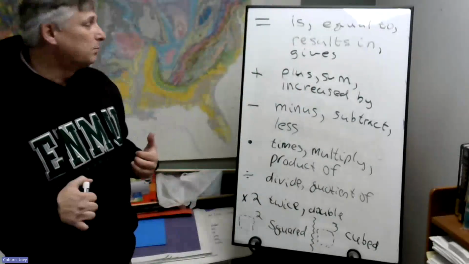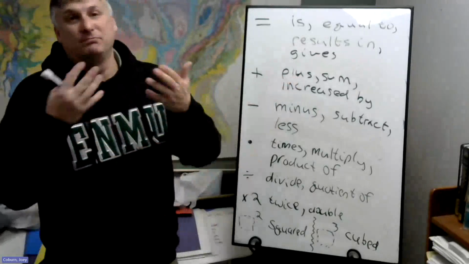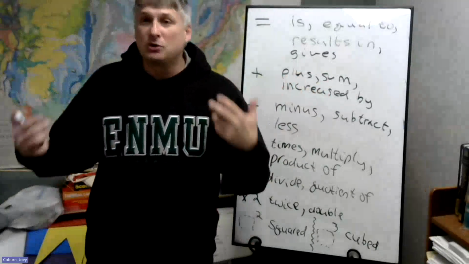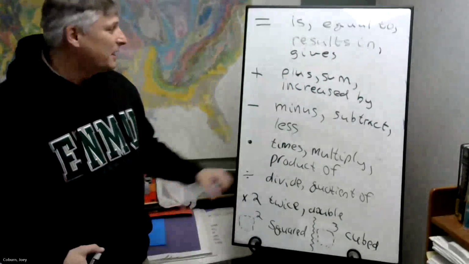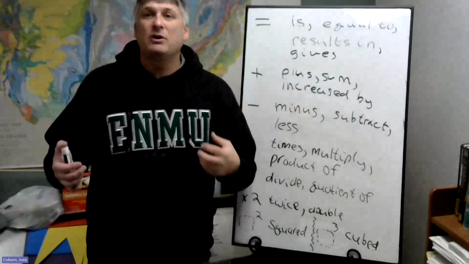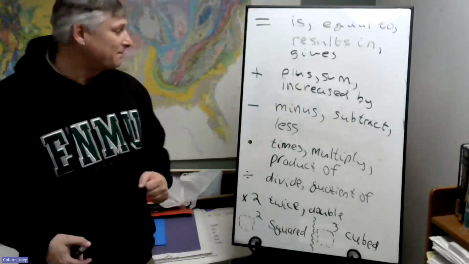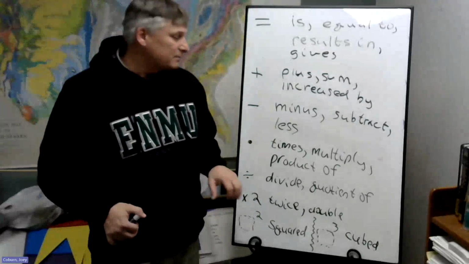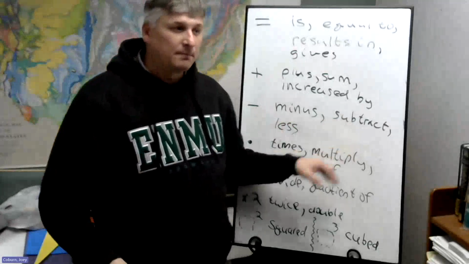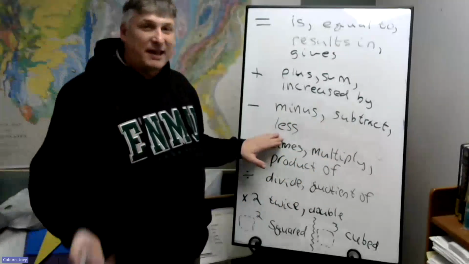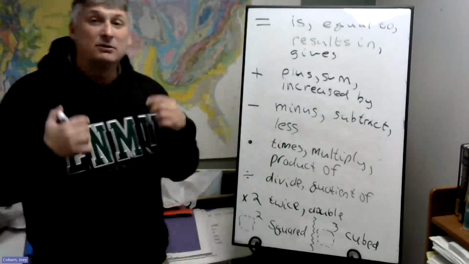And now that takes us to plus. We can represent the plus sign in English using the word plus. The sum of 2 and 3 would mean 2 plus 3. 2 increased by 3 would be the same as 2 plus 3. Now, the minus sign, 7 minus 2. 7 subtract 2, or 7 less 2. They all mean 7, that symbol, 2.